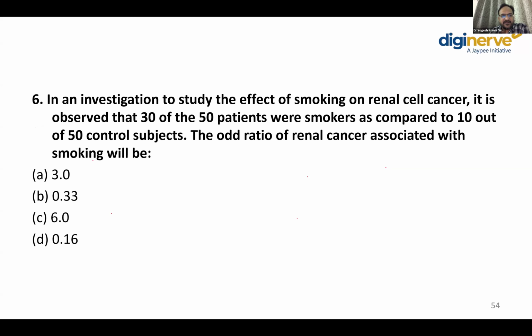The next question is an important one. In an investigation to study the effect of smoking on renal cell cancer, it is observed that 30 of 50 patients were smokers as compared to 10 out of 50 controls. The odds ratio of renal cancer associated with smoking will be? Okay, just tell me the answer. Calculate fast, calculate in the mind.